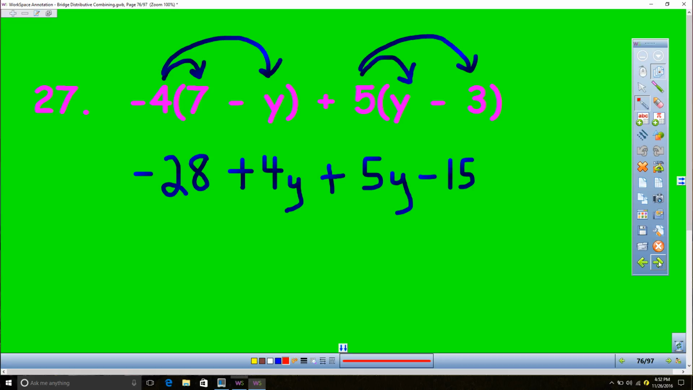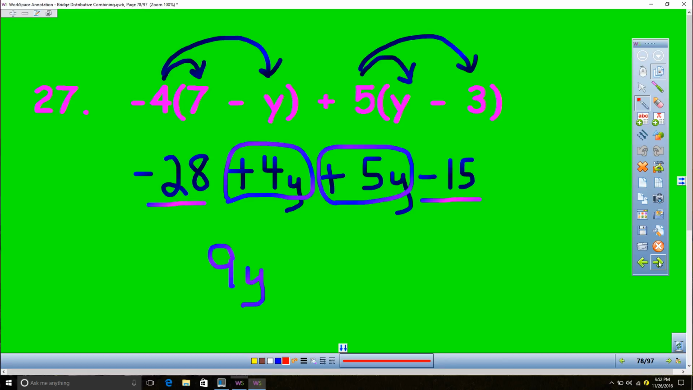We want to write our answer in descending order, so we want to put our y terms first. And then we want to add our constants. The signs are alike, so I add and keep the same sign.